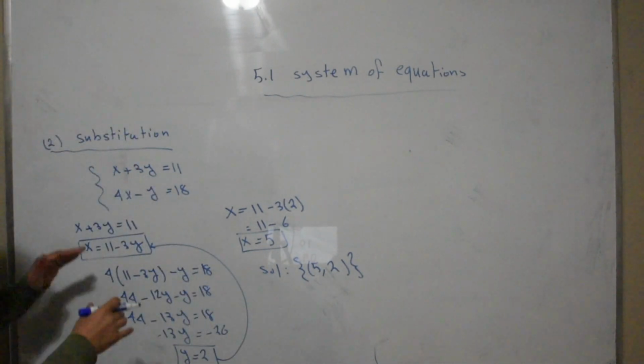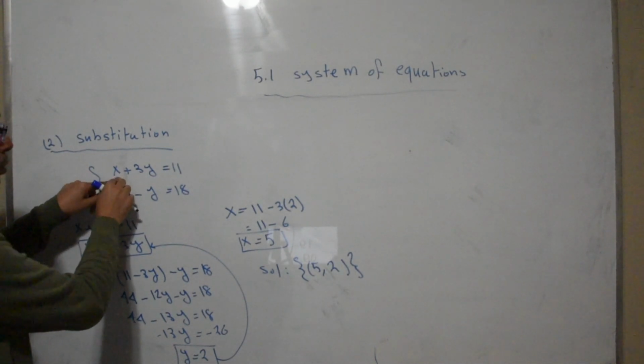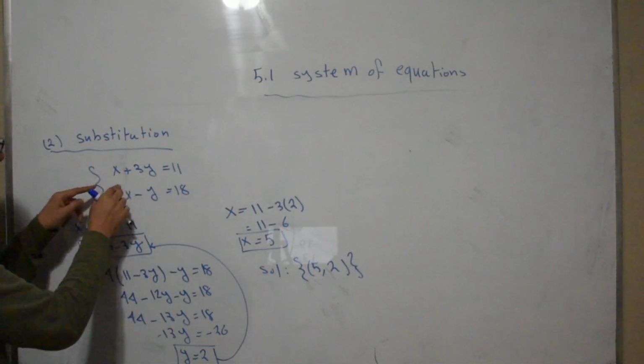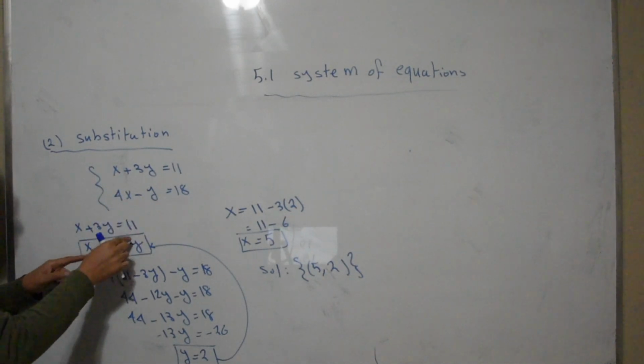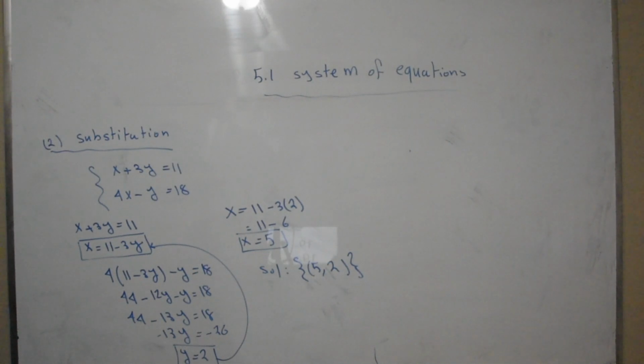So again, the substitution method is to solve for one variable in the first equation and then substitute that variable in the second equation. Okay? So this is the second method.